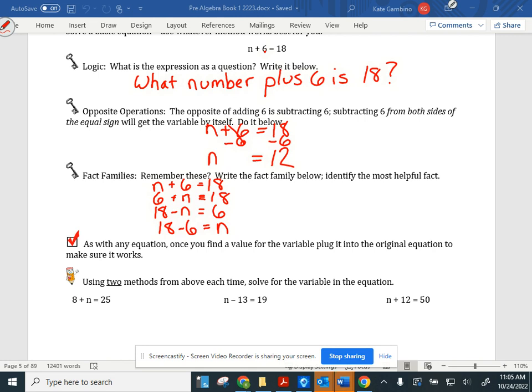Which one is going to be the most helpful one? 18 minus 6 equals n. So I can find that easily.